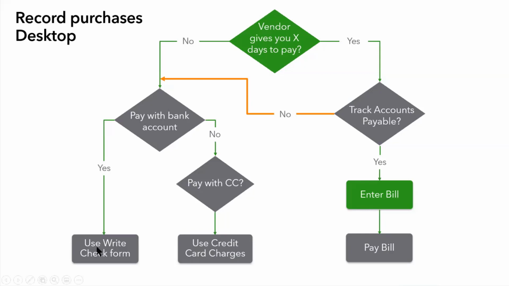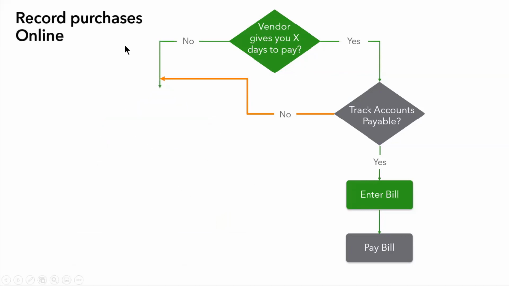So how does that translate over to QBO? And actually, this is the biggest difference when it comes to money out between desktop and online. So let's transform our workflow. In QBO, the workflow is the same if the vendor gives you time to pay. That's what we just saw with entering and paying bills. But if we don't have time to pay, if we just pay for something on the spot, we're going to ask ourselves a different question.